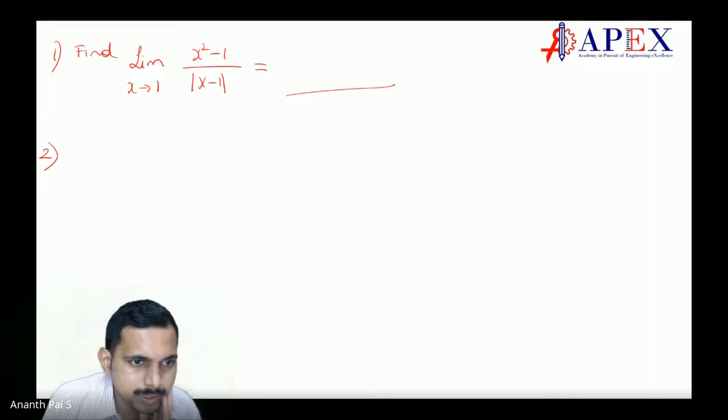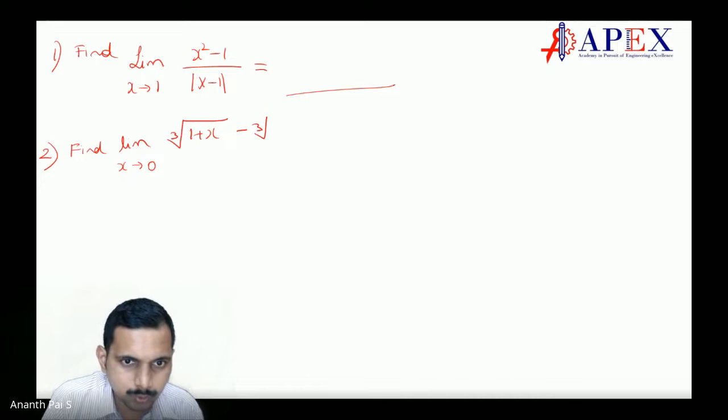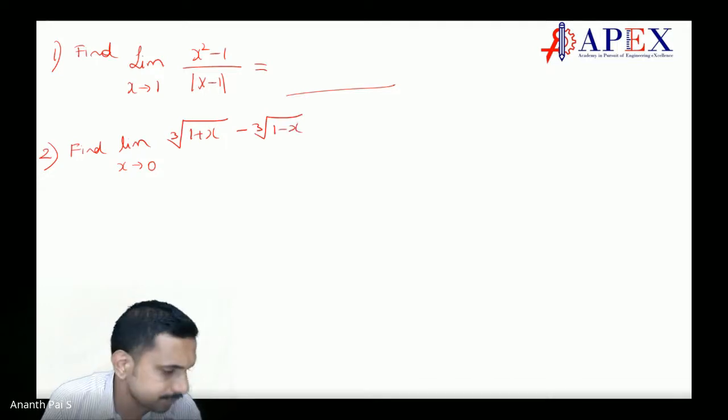People who are doing it fast can go to the next problem. So speed is important, you have to get the speed. Second: limit as x tends to 0 of cube root of (1 plus x) minus cube root of (1 minus x), divided by x.